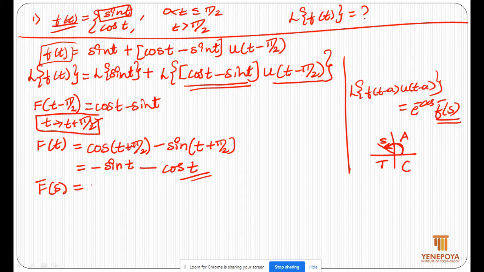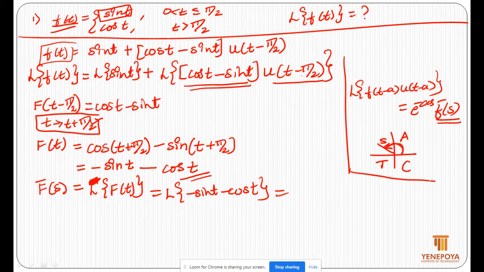F bar of s is the Laplace transform of F of t, that is the Laplace transform of minus sin t minus cos t. The minus sign I will take out. The Laplace transform of sin t is a by s square plus a square, here a is equal to 1, minus the Laplace transform of cos t, which is s by s square plus a square, a is 1. This is your F bar of s.